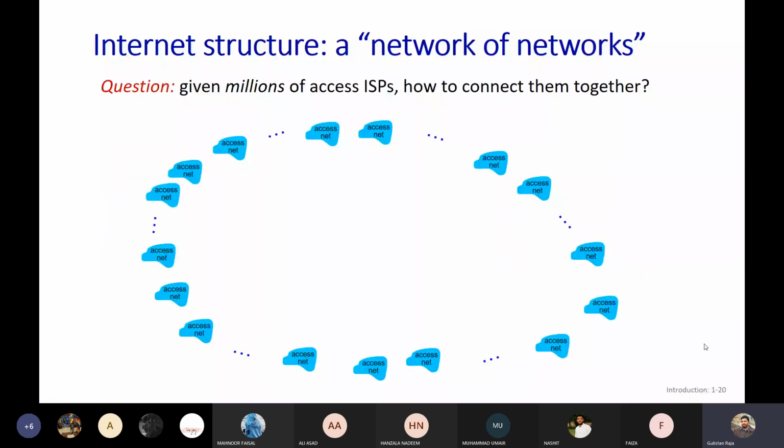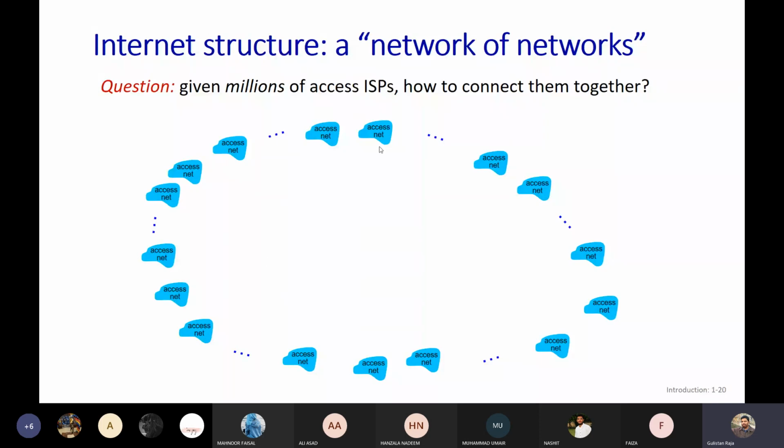So look at this, access nets. There are millions of access ISPs in today's internet. We call these access ISPs or access networks. Recall the access networks which we studied in the last class. Now the question is how to connect them together. Because if you want to send a packet from one access network to another access network, they must be connected to each other.